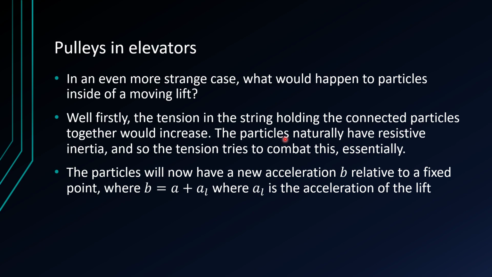The particles will have a new acceleration, which is denoted as b, relative to a fixed point. However, we're just going to be talking about the accelerations as seen in the lift instead of by an observer. With an observer, this b acceleration is known as an absolute acceleration, which means it's relative to a fixed observer. However, we're going to imagine that we're in the lift with the pulleys and noticing the change in acceleration there.